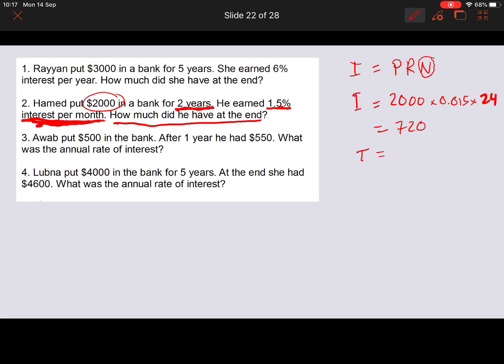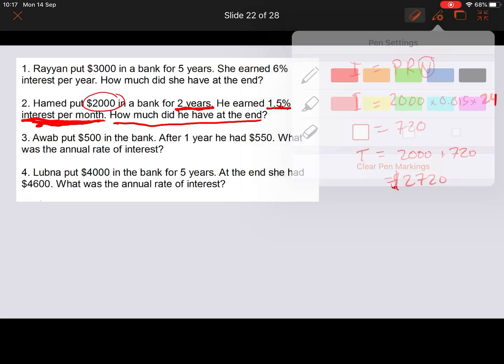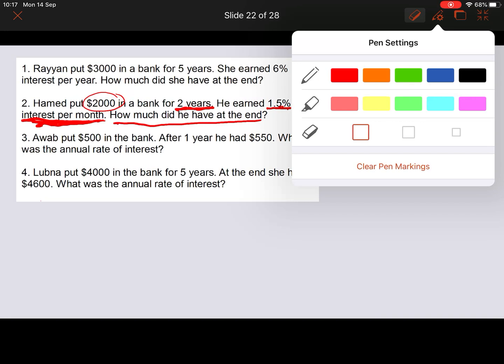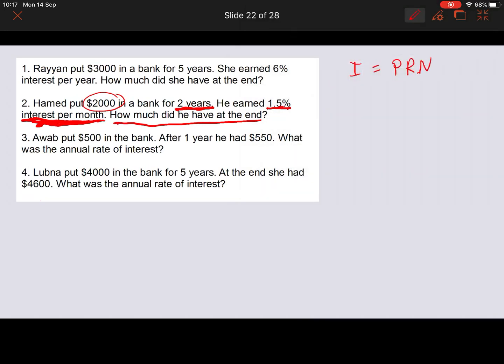2,000 times 0.015 times 24 equals 720. But again, how much did we have at the end? Well, the principal didn't go anywhere. So the total should be 2,000 plus 720 equals $2,720. Okay. Right, let's delete that and we'll do question 3.